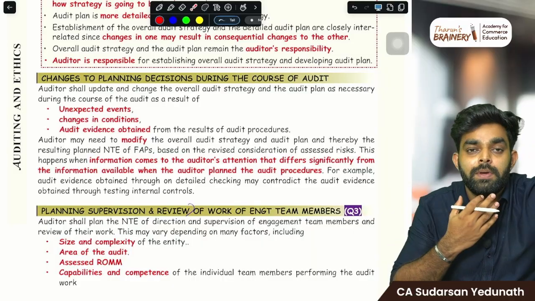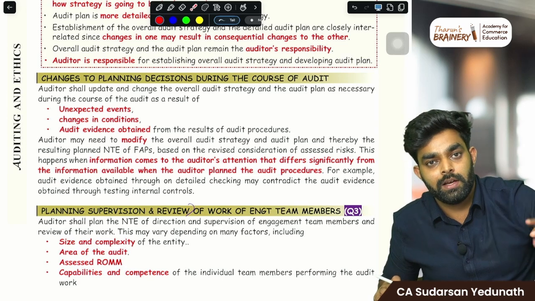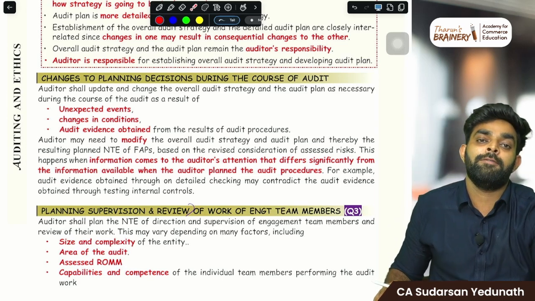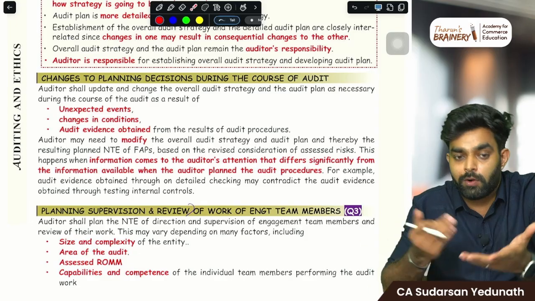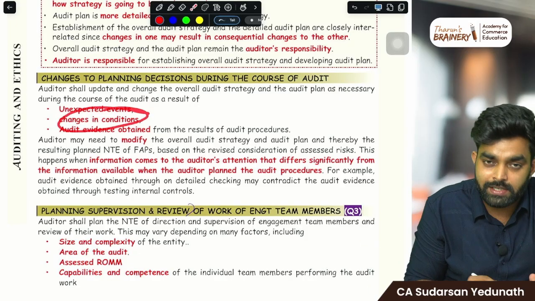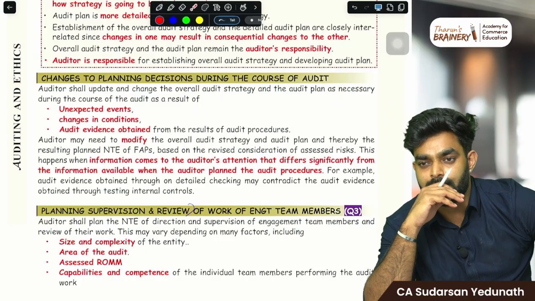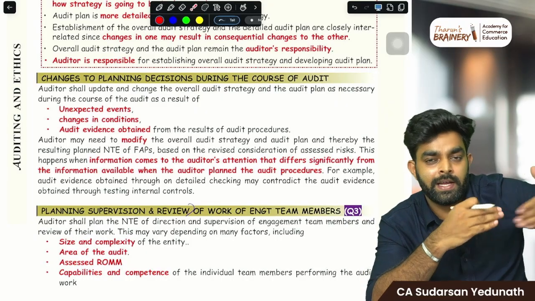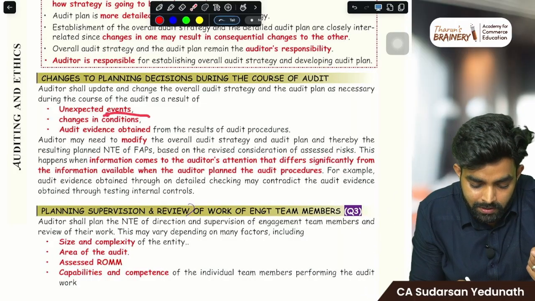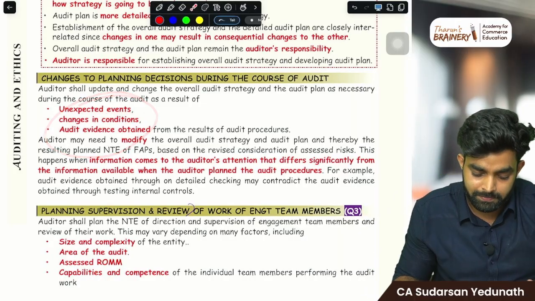You were believing that person was a good guy and you prepared the audit plan and audit strategy based on that, but suddenly he was caught for fraud. Now what is your option? You have to revise the audit strategy and audit plan. Then change in conditions. Earlier you discussed with the management that inventory verification would happen on a certain date, and suddenly they have some negative views against that. So the inventory verification condition changed, and then you can revise the audit strategy and audit plan.